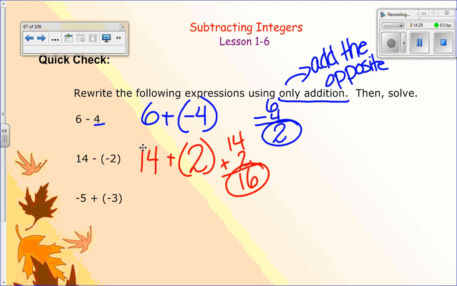Now, number 3 here was actually already an addition problem. So you didn't really need to do anything there except solve because it has that addition sign in the middle. So you take a look, we have negative 5 plus negative 3. They're both negative. Well, the signs are the same, so then you add them together. 5 plus 3 is 8. If both numbers are negative, the answer is just going to get more negative. So negative 5 plus negative 3, or you add 3 more negatives, you get negative 8.